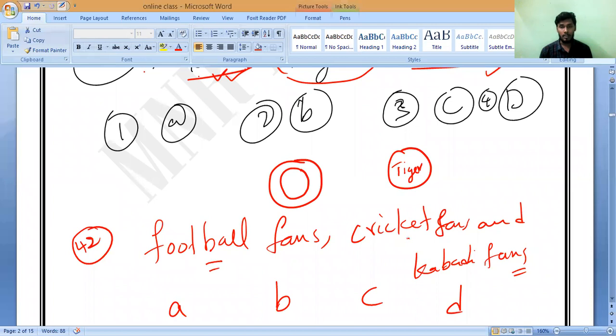Do you like cricket? Yes, sir. Do you like kabaddi also? Correct or not? Yes, sir. So in the sense, you are the same person in three categories. So where will it come?